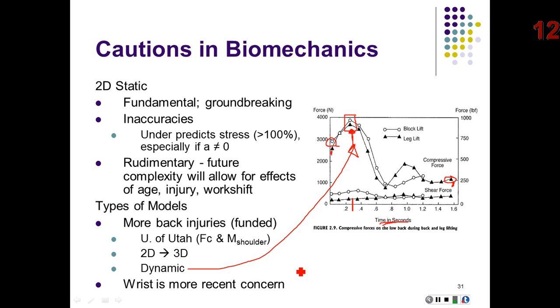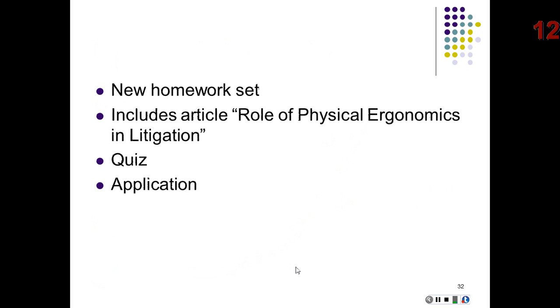Okay, with that, there is a homework assignment. The homework set also includes an article on the role of physical ergonomics in litigation. It ties in the use of biomechanics in litigation issues, so I thought that would be a good tie-in to this week's homework set. Do the homework, and understand the homework before you take the quiz. Then there's a practical application: I want you to go ahead and use this 2D biomechanical model in your workplace. If you can't use your workplace, then analyze a task at home. Okay, so that concludes this week's lecture.